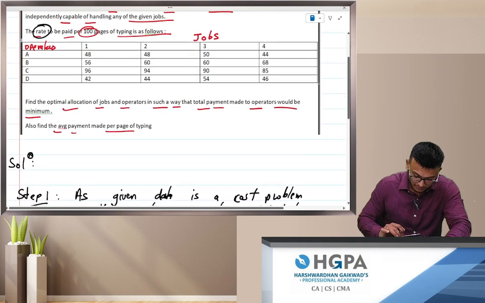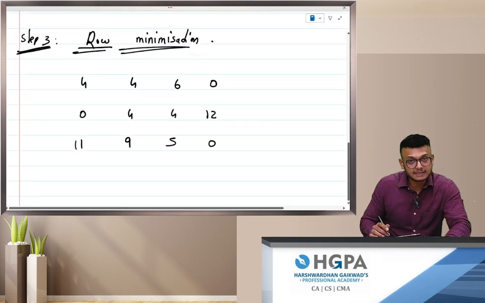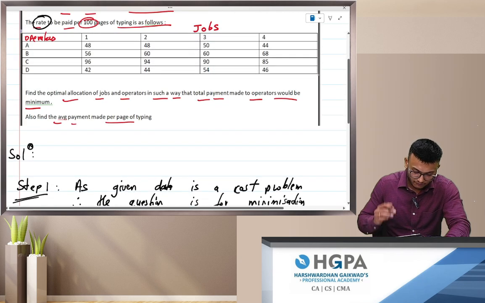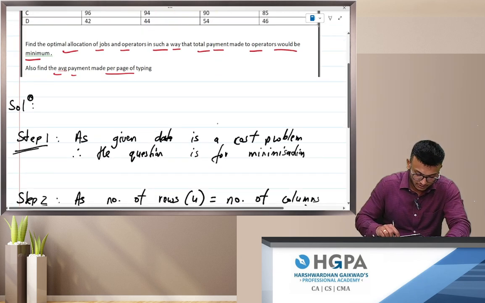Next, 90 minus 85, this will be 5. And this will be 0. Simple. Now, last, 42, 44, 54 and 46. I think the lowest number is 42. So it starts from there.